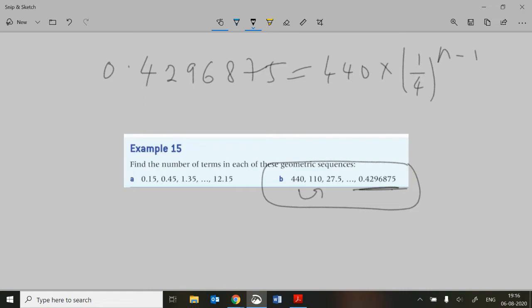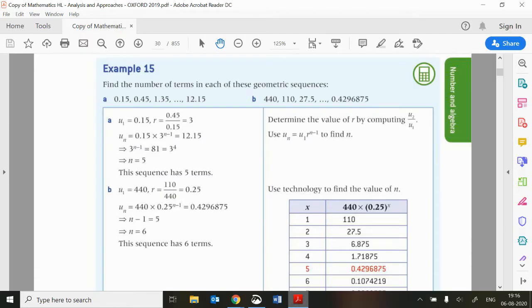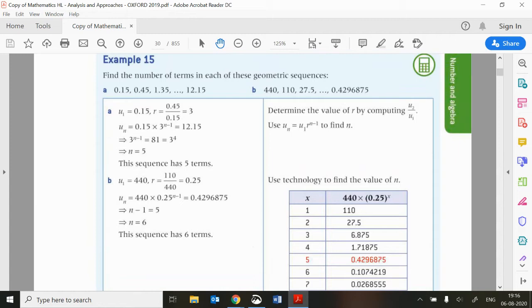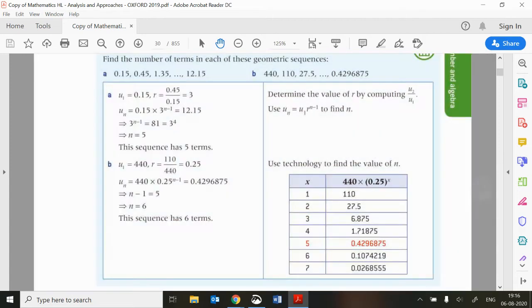Okay, right, let's just have a look at that. They've done it using a table. You can do this using a table. You might want to try and do that on your calculator. It's not too difficult.